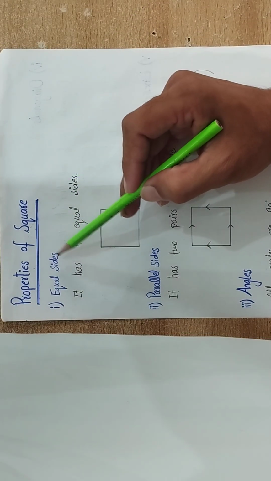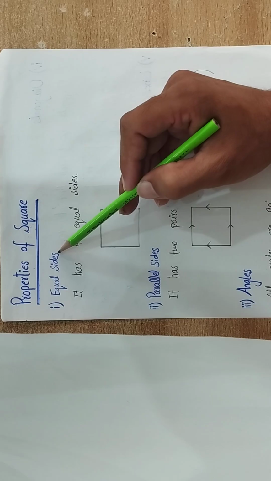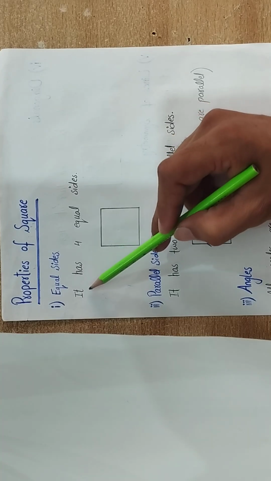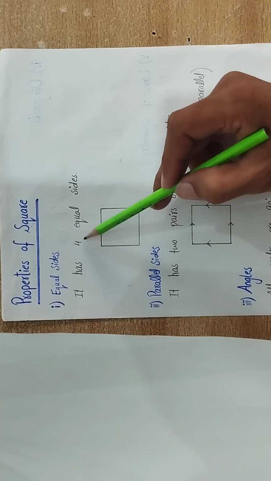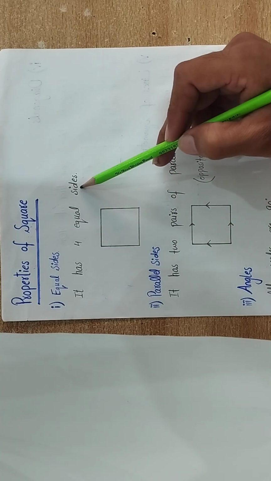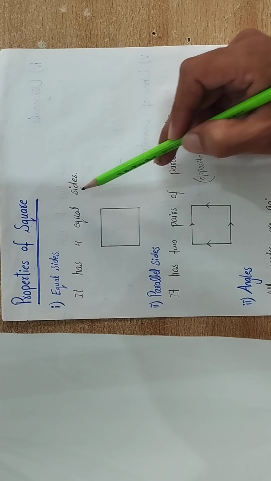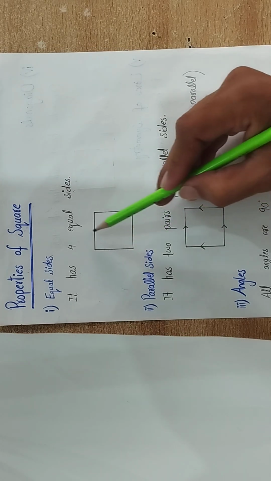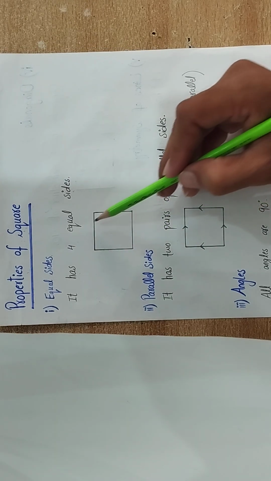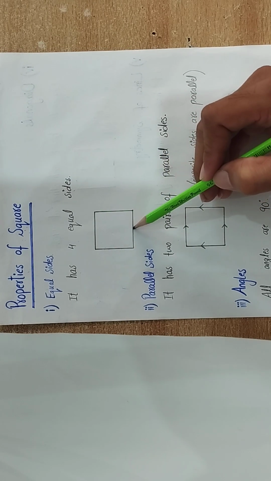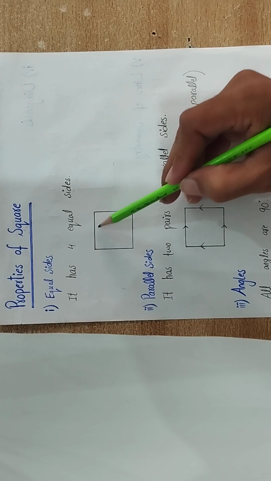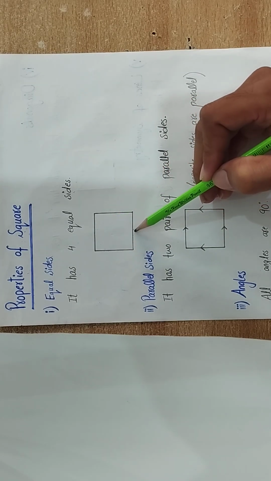The first property of the square shape is equal sides: how many equal sides are there in a square shape? Square has four equal sides. Square is a four-sided shape and all the sides are equal in length. Here I have drawn a square. We have sides 1, 2, 3 and 4 of this shape, and all these sides are equal in length.